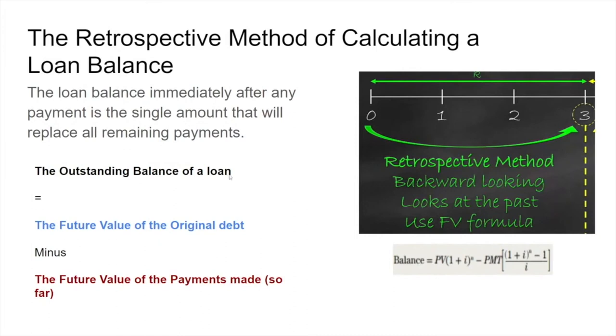The outstanding balance of a loan is the future value of the original debt. So Monica went and borrowed some money, $1,000 in the case of our example, and we want to know what the balance is at the third payment. We're going to use the retrospective method. What the retrospective method does is it takes the future value of the original debt minus the future value of the payments made so far. So effectively, we're only looking at this point up to the third year.